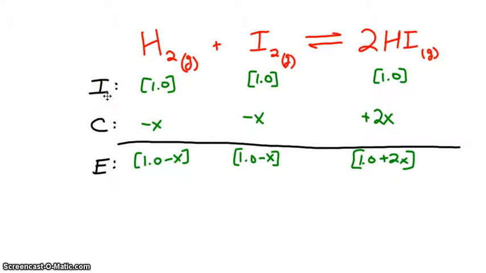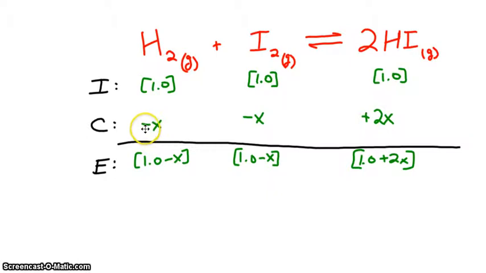I stands for initial concentration. So I've put in the initial concentrations of the I2 gas, the H2 gas, and the HI gas. The change in concentration corresponds with the stoichiometric coefficients and whether the chemical species is a reactant or a product. If the chemical is a reactant, the change is represented with a negative sign, and if the chemical species is a product, the change is represented with a positive.